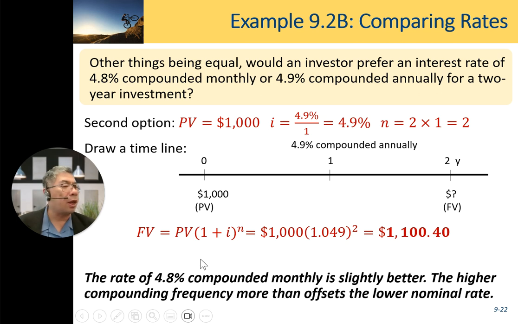So the difference is only slight. One is 55, the other is 0.40. So the 4.8% compounded monthly is slightly better. Okay.